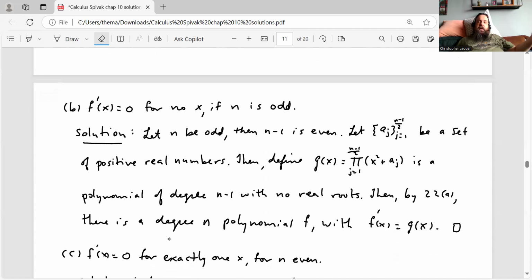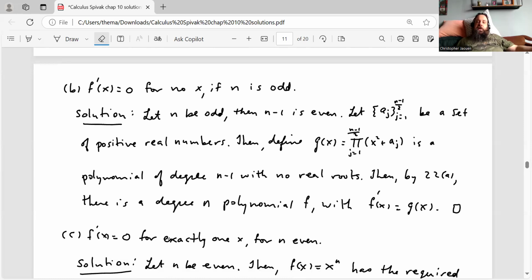So let n be odd, then n minus 1 is even, and let aj, j going from 1 to (n minus 1)/2, which we know is a positive integer because n minus 1 is even, be a set of positive real numbers. Then define g of x to be the product, j going from 1 to (n minus 1)/2, of x squared plus aj, a polynomial of degree n minus 1 with no real roots. Then again by 22a we know that there exists a polynomial that differentiates to give us that.